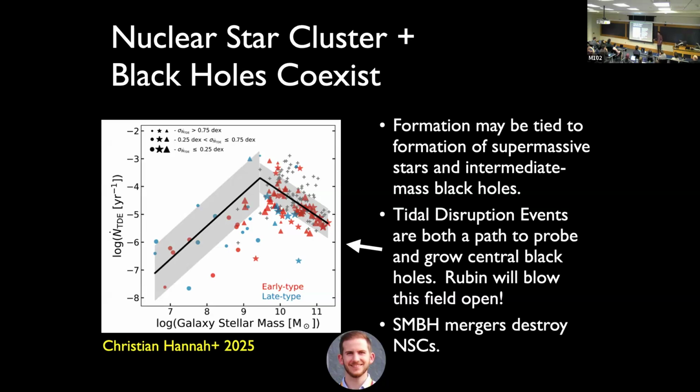Another interesting thing is that in the most massive galaxies like M87 that I showed earlier, there are no nuclear star clusters. And we think that's also related to this coexistence with black holes. If two black holes merge together, they essentially scatter out all of the stars in the central region of the galaxy and destroy the nuclear clusters. So we don't see them there.